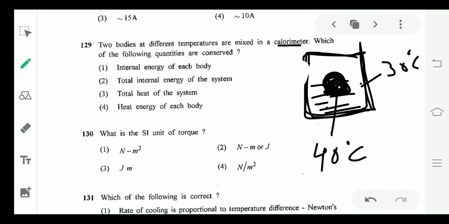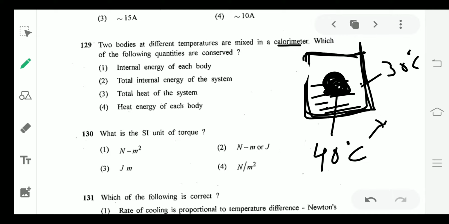So this iron ball will lose its temperature, and the water gains it, so the temperature of the water becomes high. At equilibrium temperature, when the temperature of both the bodies is the same, then there is no further transfer of heat. So in this whole process, the internal energy of each body changes, but the internal energy of the system remains conserved.